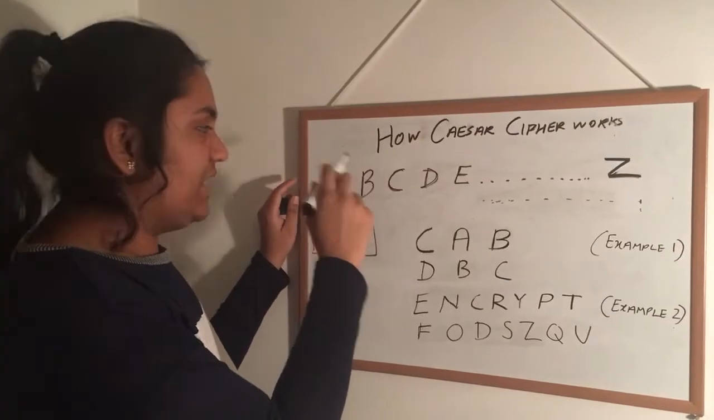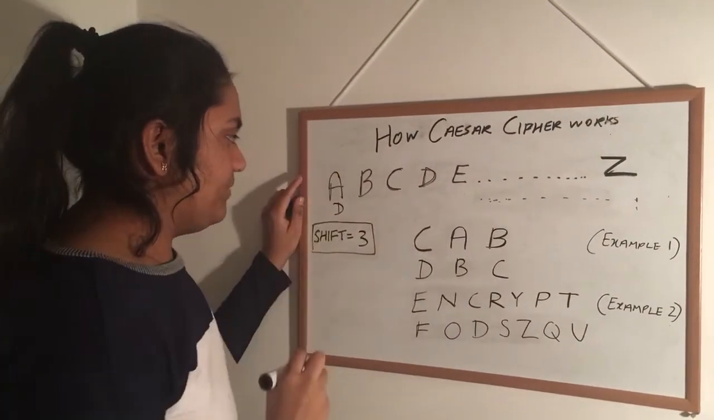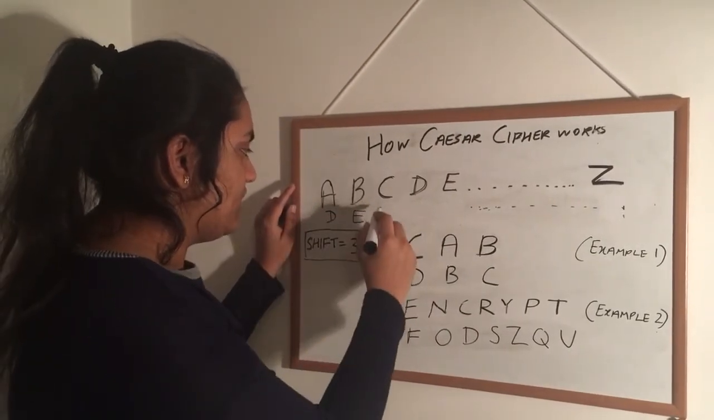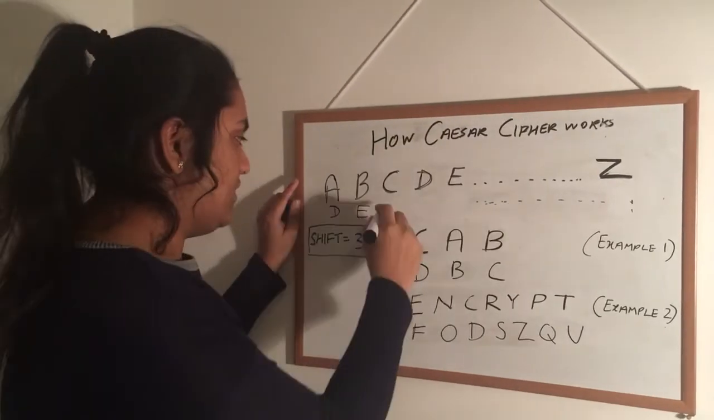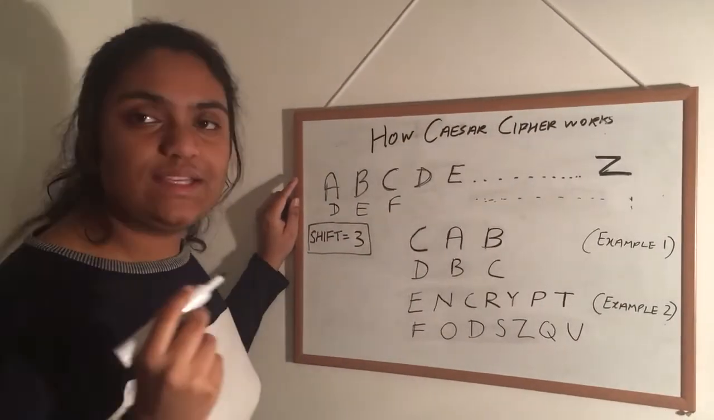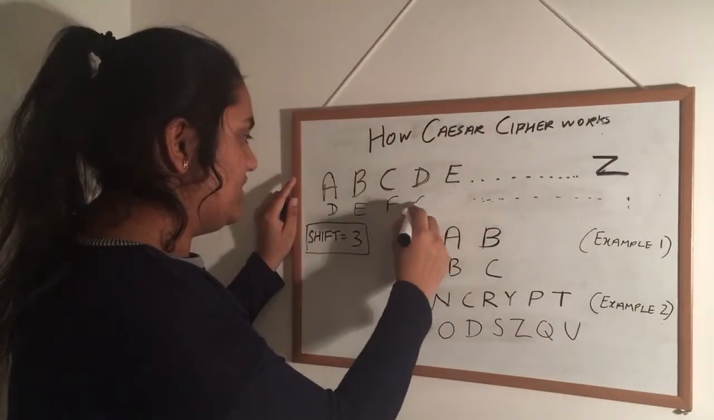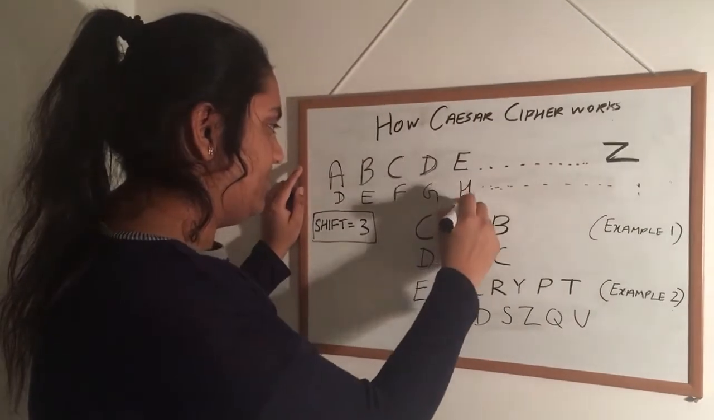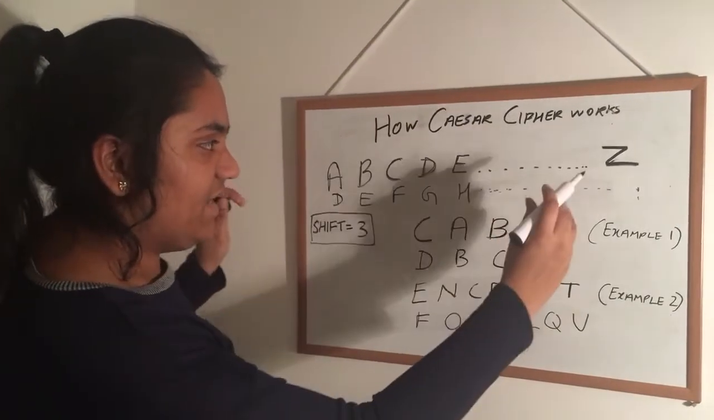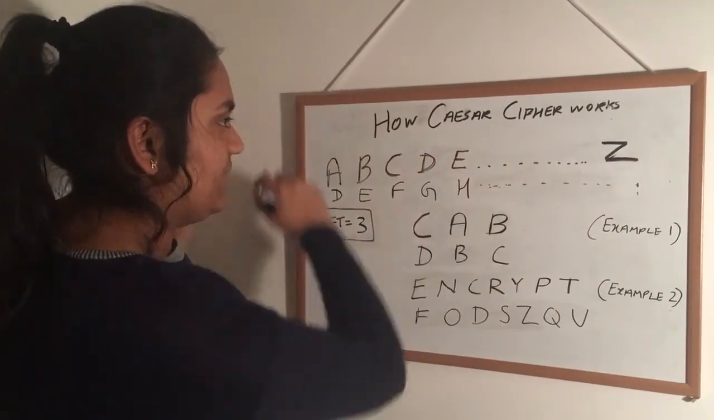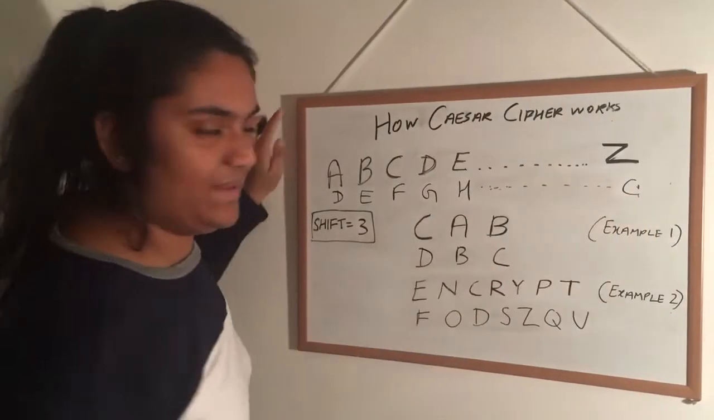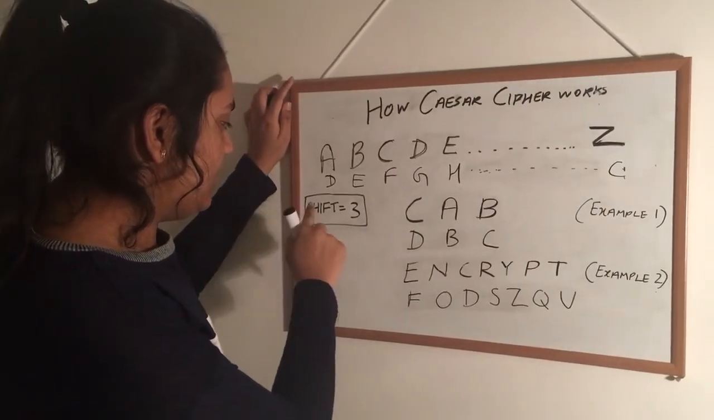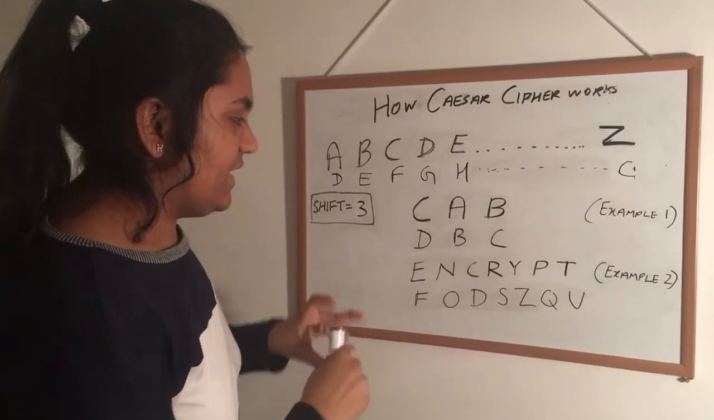A is shifted 3 letters, which is D. B is shifted 3 letters, which is E. C is shifted 3 letters, which is F. D is shifted 3 letters, which is G. E is shifted 3 letters, which is H. And now, since again the shift is towards the left, Z is shifted to C. Now, what happens if we apply a shift which is equal to 3 to the plain text cab?